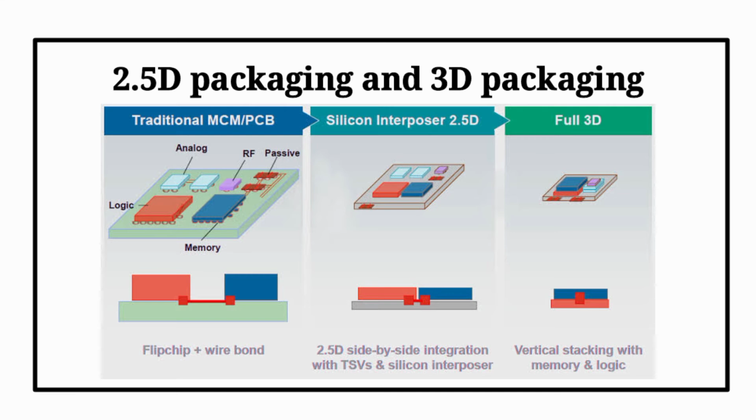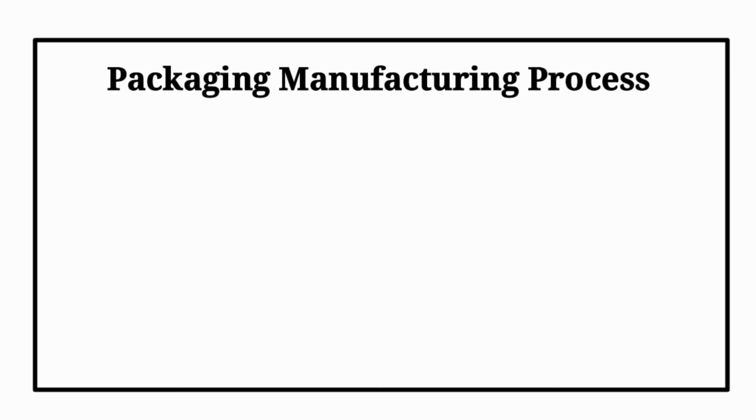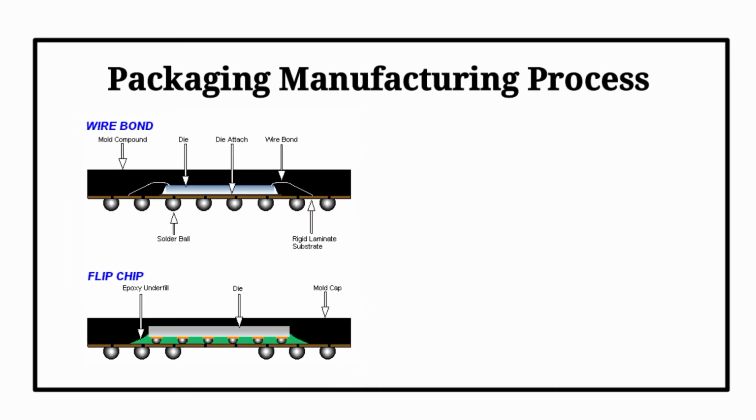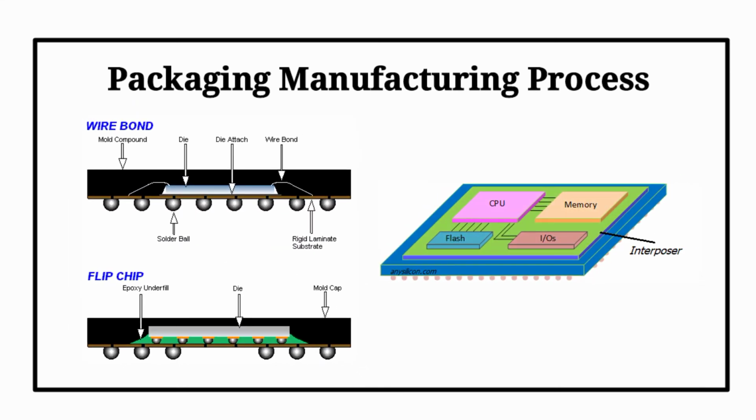Next in line, we will now go to the packaging manufacturing process. Under interconnecting techniques, we have the wire bond, flip chip, and interposer. For the wire bond, we have various bonding techniques such as ball bonding, wedge bonding, stud or bump bonding, and thermosonic bonding. For interconnection types, we have the through silicon, glass, or polymer vias, and the bridge.